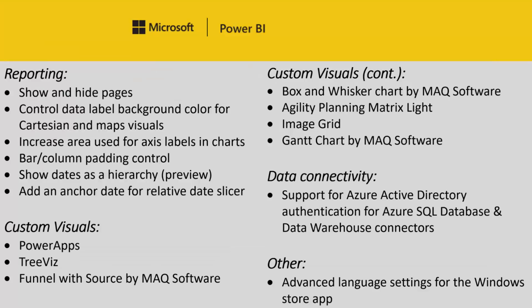The Agility Planning Matrix Lite visual is a custom visual version of the matrix that has some nice features added onto it, like for example being able to see all the filters being applied to that matrix at the visual level, and also being able to expand and collapse individual rows of the data all within the visual itself.